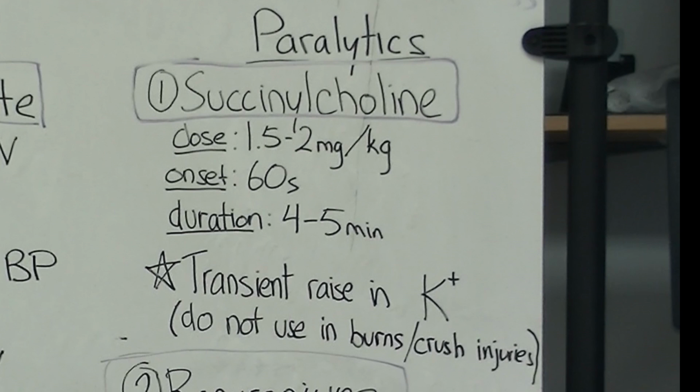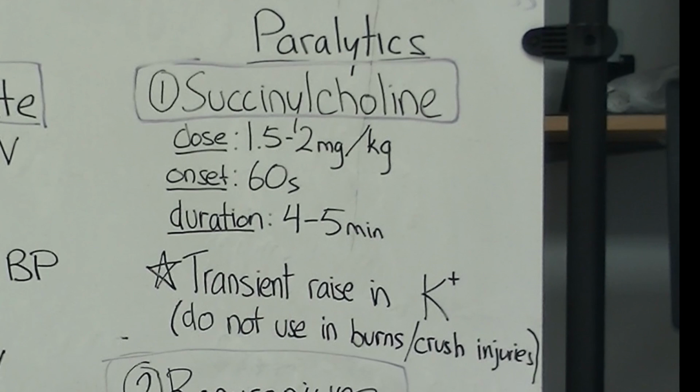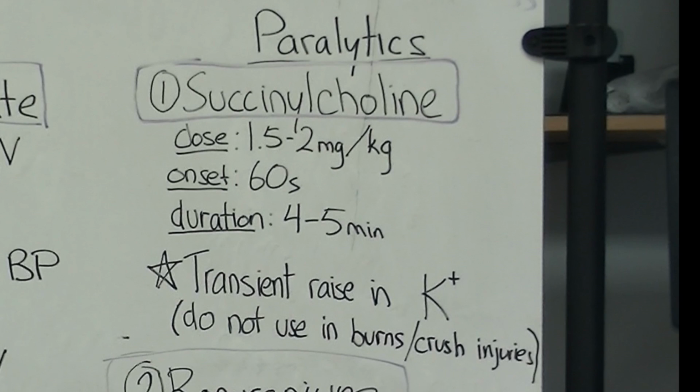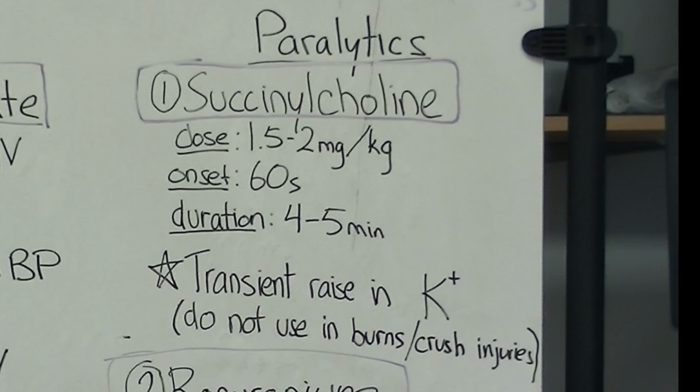Succinylcholine is dosed at 1.5 to 2 milligrams per kilogram IV. It has an onset of about 60 seconds, and it is important to wait the full 60 seconds before you attempt intubation, as your patient may not be adequately paralyzed. Succinylcholine has a duration of 4 to 5 minutes, and has a side effect profile that causes a transient rise in potassium. This is important as patients on dialysis or patients with crush or burn injuries may be susceptible to increases in serum potassium. One other side effect of succinylcholine is it can cause malignant hyperthermia, so be sure to ask your patient if they have had a prior history of malignant hyperthermia.